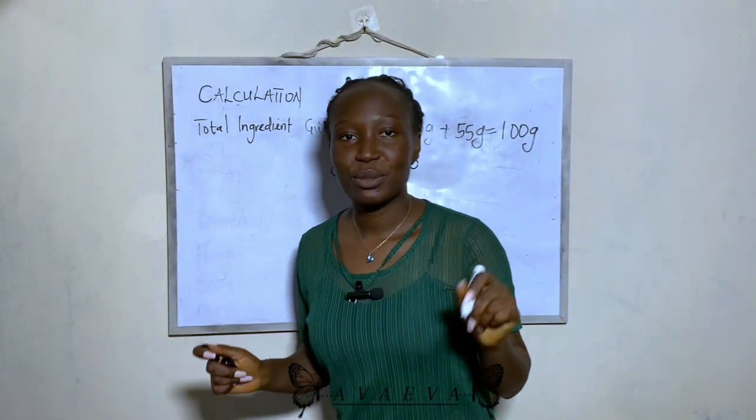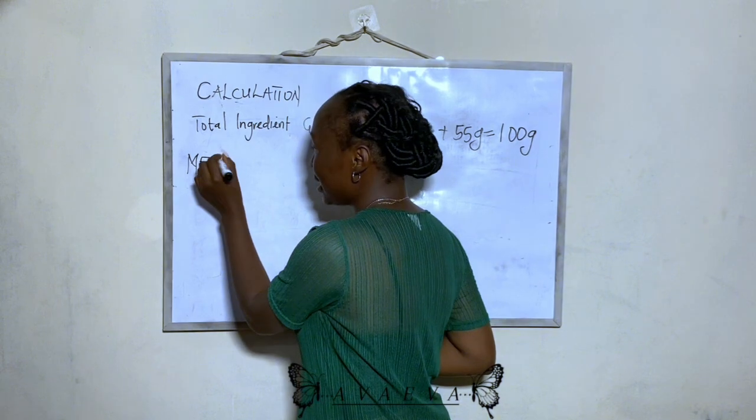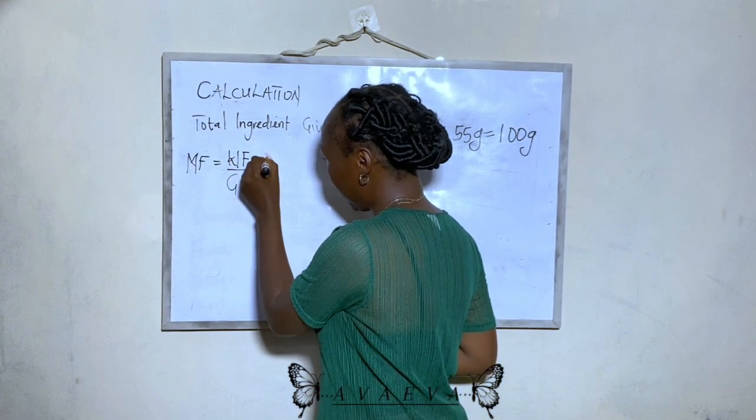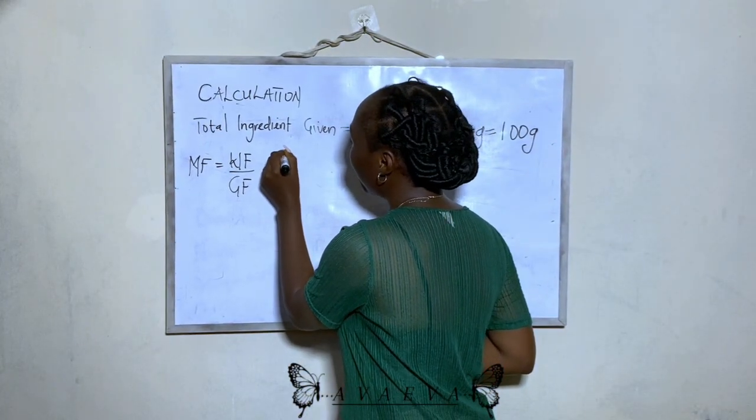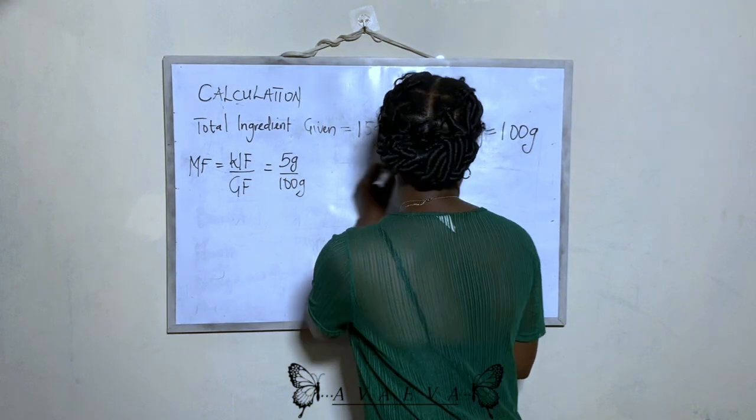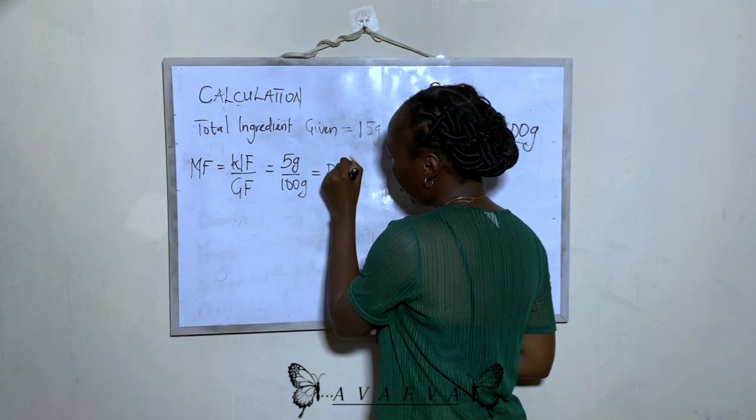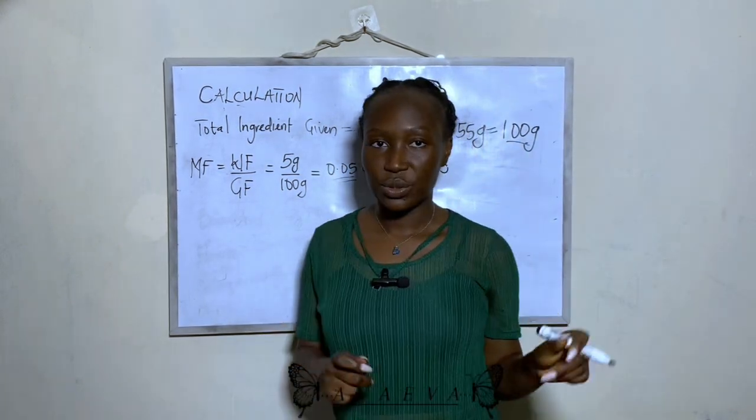Next is your multiplying factor, which can be written as just MF. Now the formula for this is your working formula, WF, divided by your given formula. Now you were asked to send 5 grams of the powder, so your working formula is 5 grams, and your given formula is 100 grams, which you have already solved here. This will give you 0.05.